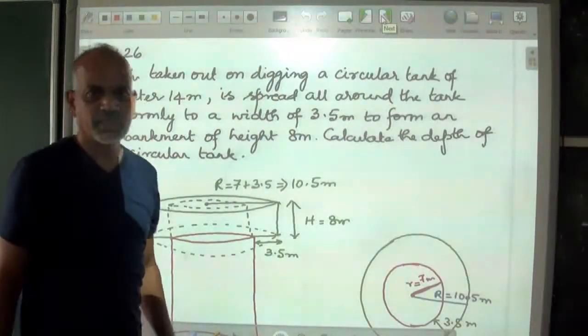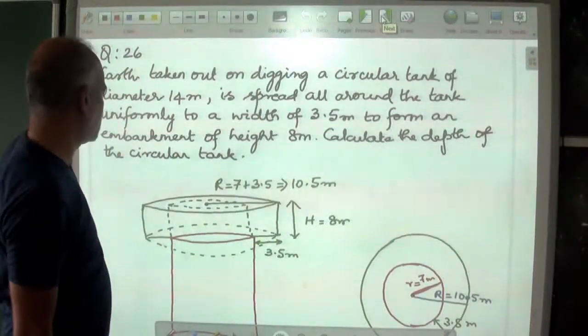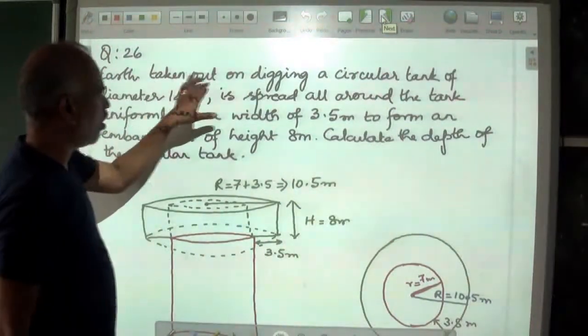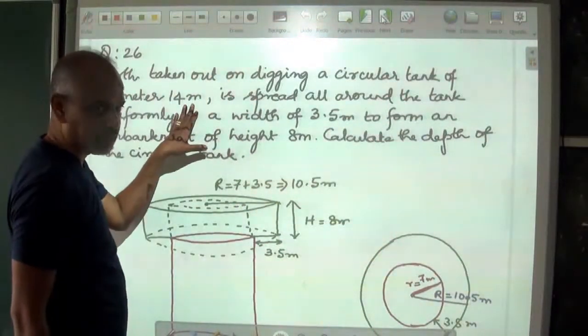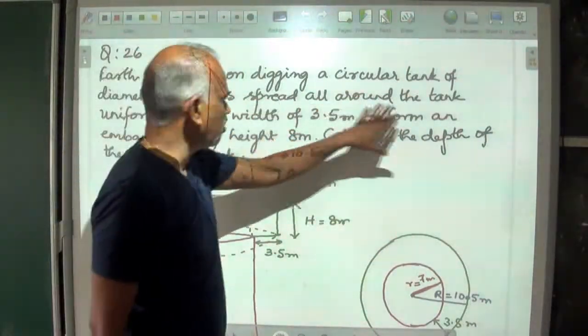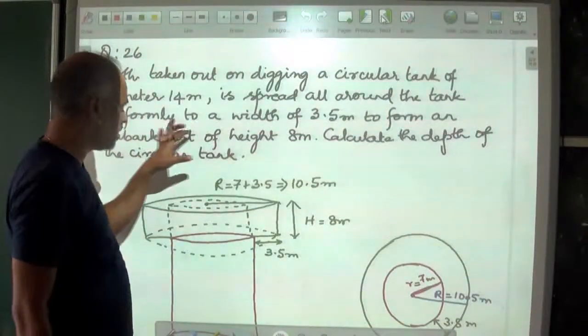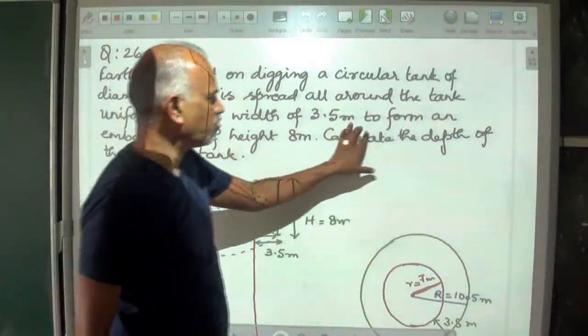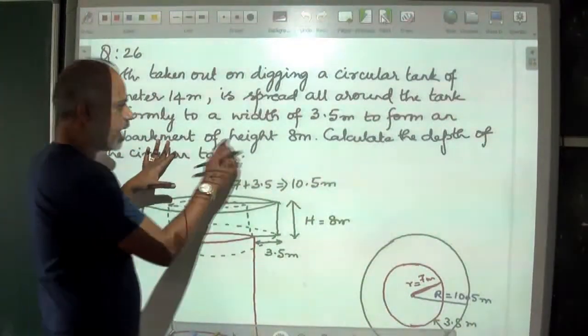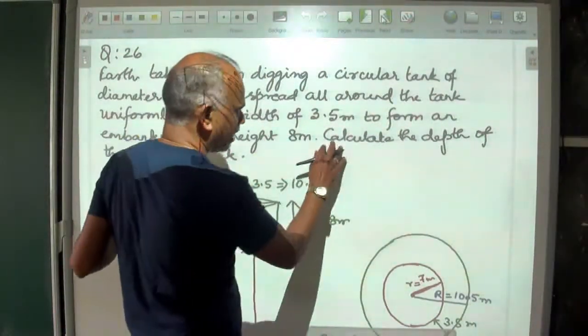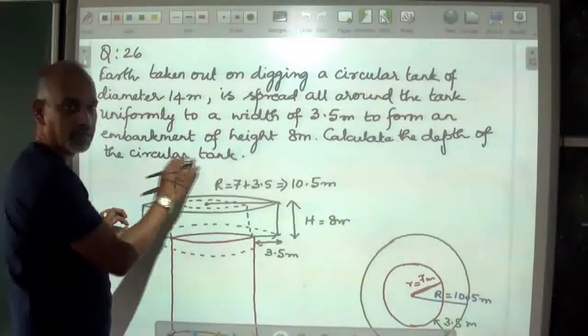This is from the same exercise. Question number 26. Earth taken out on digging a circular tank of diameter 14 meter is spread all around the tank uniformly to a width of 3.5 meter to form an embankment of height 8 meter. Calculate the depth of the circular tank.